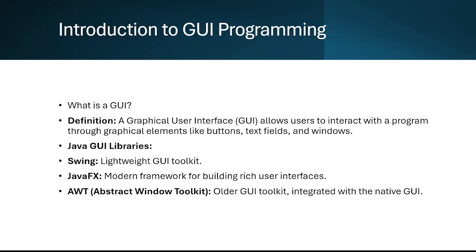Java provides two main frameworks for building GUIs. Swing. Swing is a mature and widely used GUI framework in Java. It provides a comprehensive set of components like buttons, text fields, tables, and more. And Swing is built on top of the older Abstract Window Toolkit, or AWT, and offers a more flexible and powerful API.